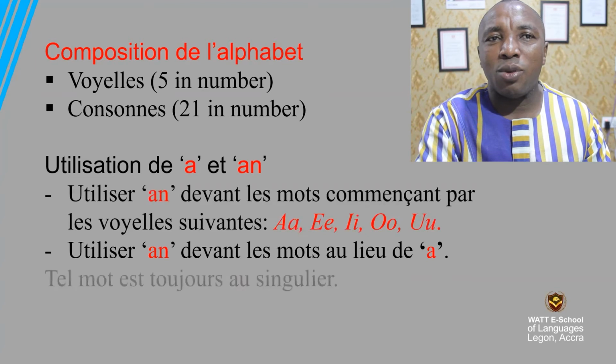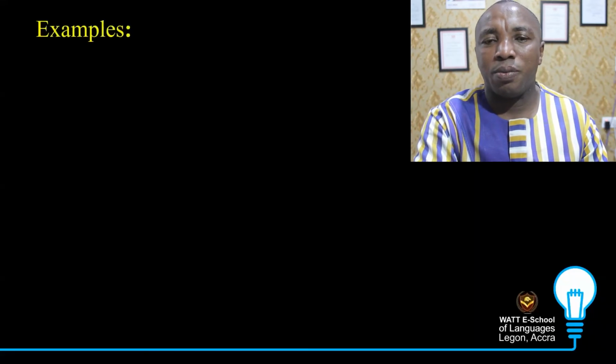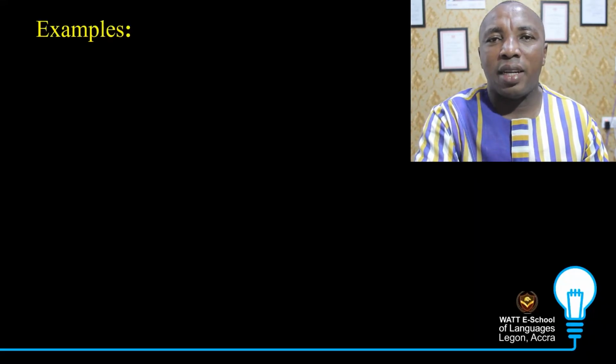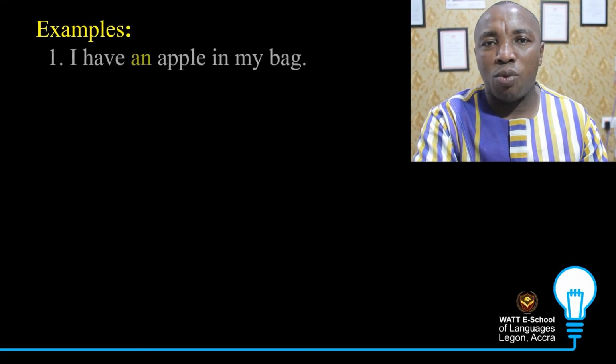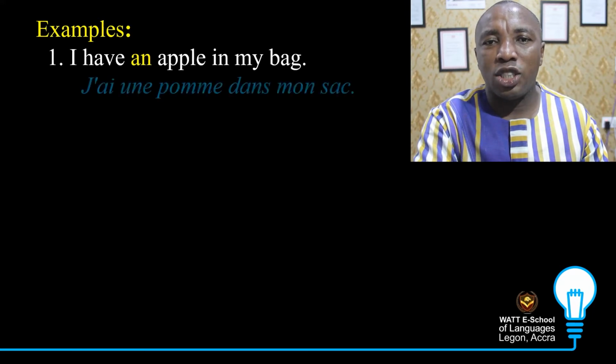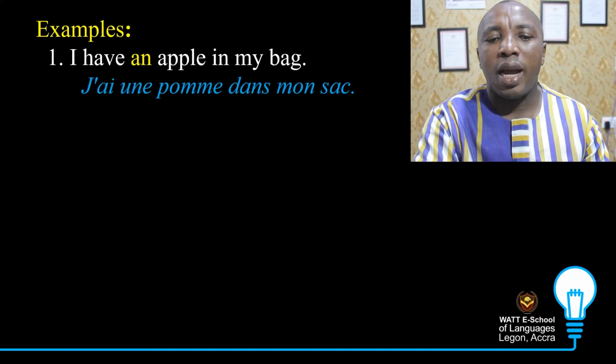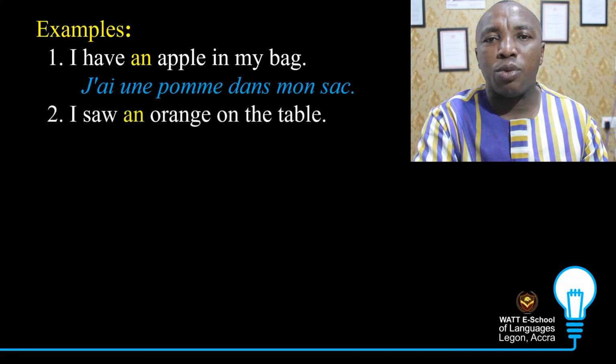Let's quickly have a look at a few examples. Example 1. I have an apple in my bag. J'ai une pomme dans mon sac. Example 2. I saw an orange on the table. J'ai vu une orange sur la table.